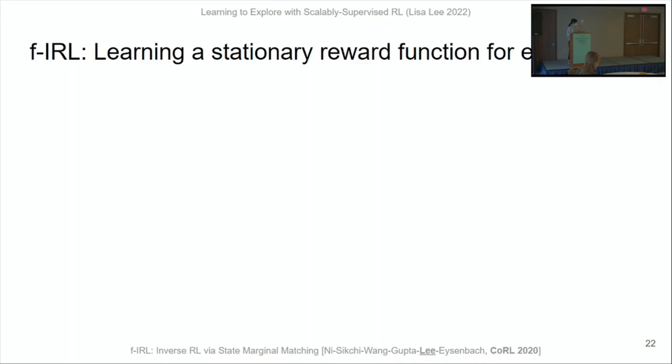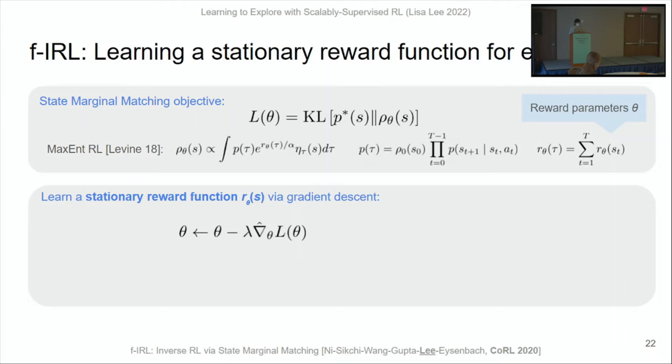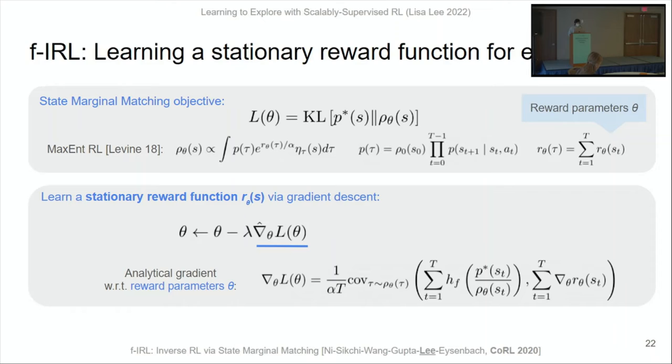First, we write out the state marginal matching objective using the maximum entropy RL framework, where theta is the reward parameter. Then our method learns a reward function by doing gradient descent on this objective. In our paper, we derive the analytical gradient with respect to the reward parameters theta, and this algorithm will learn a stationary reward function such that the optimal RL policy for this reward will match the target distribution.